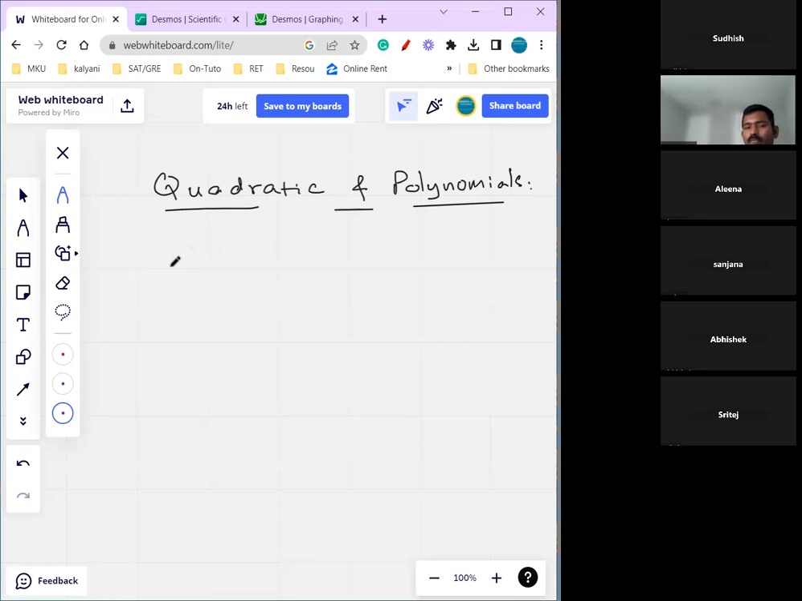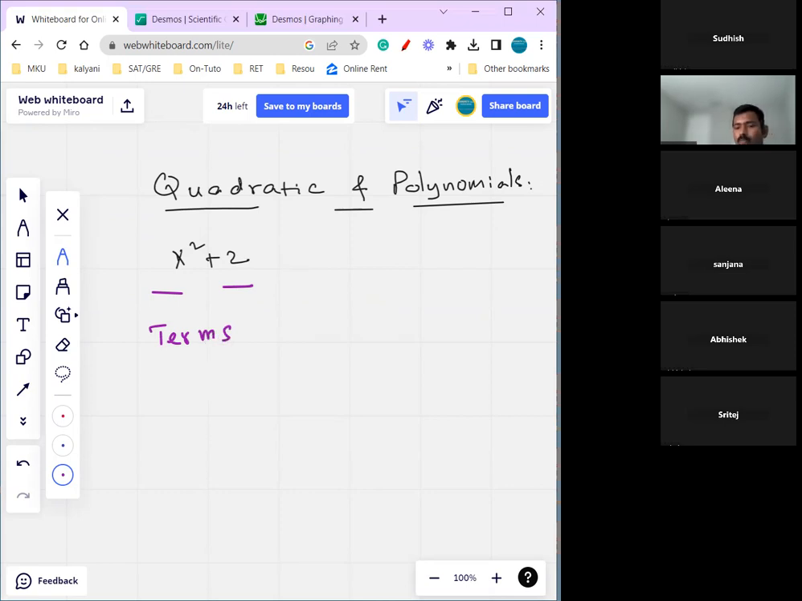So first, the basics. If you see any factoring, or if I write x squared plus 2, these are called terms. So this is a term and this is a term. Some of you might already know this, but I just want to go over some basics quickly, and then we can jump onto the exam-type questions, so that you guys are pretty good with this.